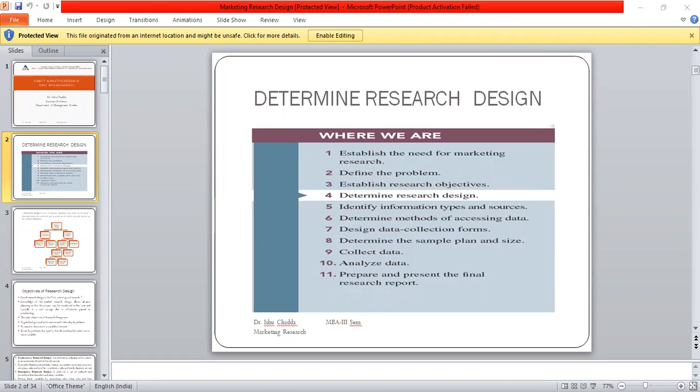Firstly, we have to study each and every research design. Let's start with the objectives first. What is the objective of research design? A good research design is the first rule of good research. You have to see that your design is appropriate. You have to check whether you want to go for a cross-sectional study or a time series study. So you have to be very crisp and clear regarding your research design.